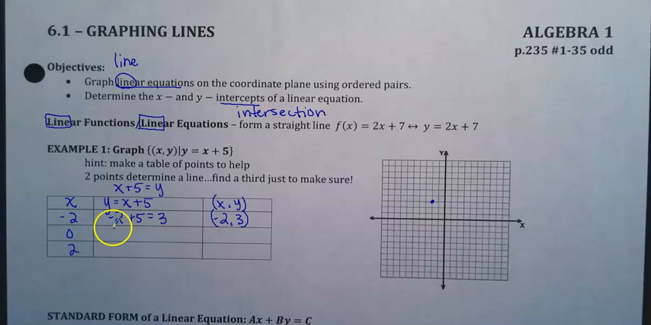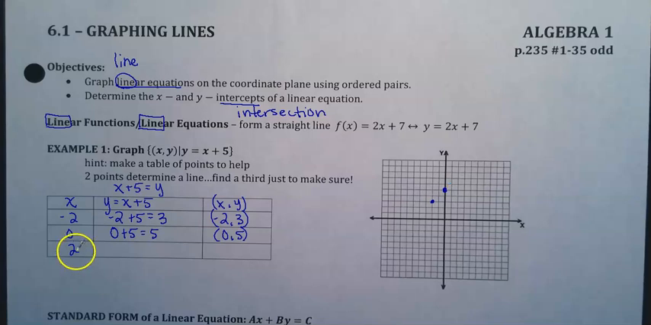Next, my x is 0. So 0 plus 5 equals 5. So my coordinate here is 0, 5. I'm going to graph that. So 0, I don't go left or right at all. I stay right at 0, and I go up 5. 1, 2, 3, 4, 5.